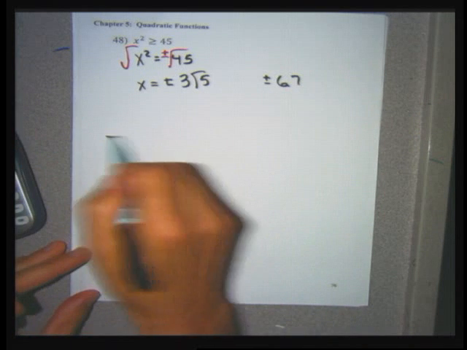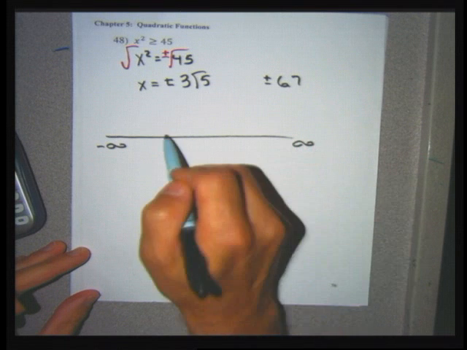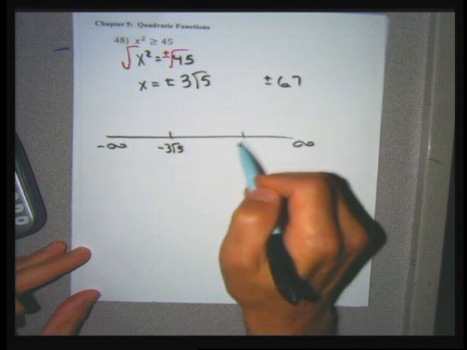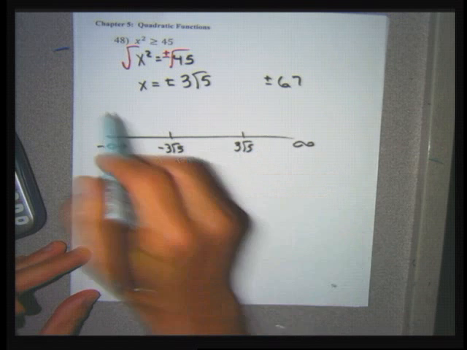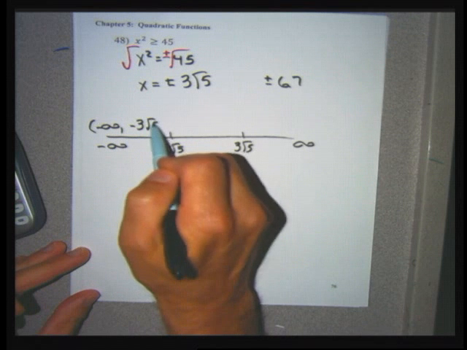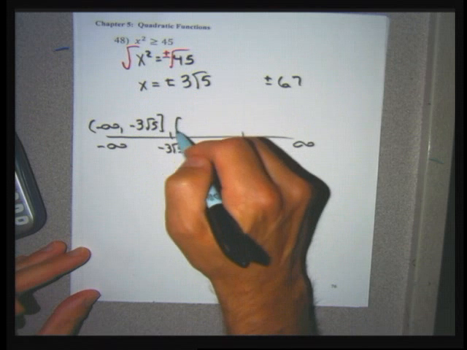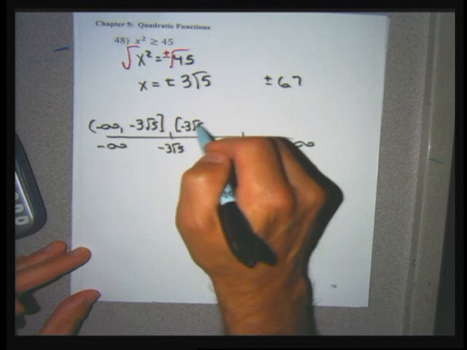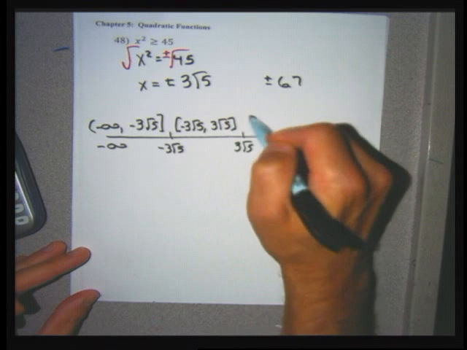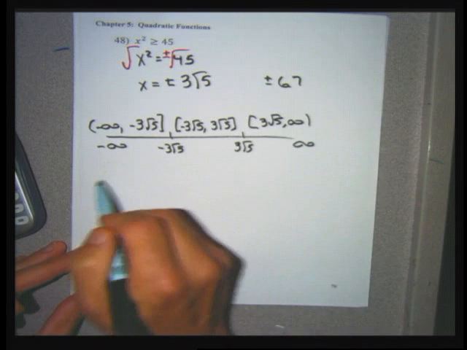So on my number line, I'm going to put a negative infinity on the far left, positive infinity on the far right, a negative 3 square root of 5, and a positive 3 square root of 5. First interval goes from negative infinity to negative 3 square root of 5, and square bracket here because of the or equal to, and then negative 3 square root of 5 to positive 3 square root of 5, and then positive 3 square root of 5 to infinity. So now my table.